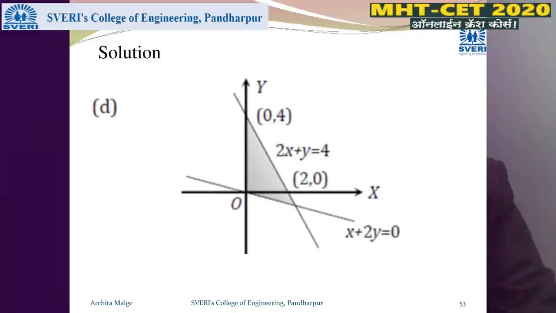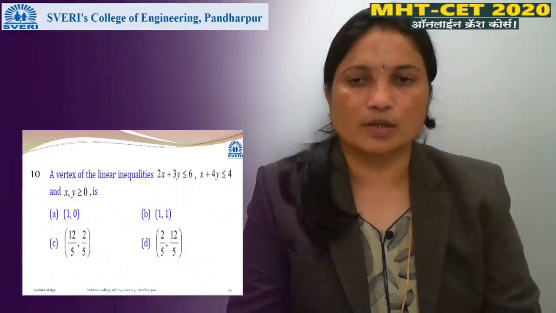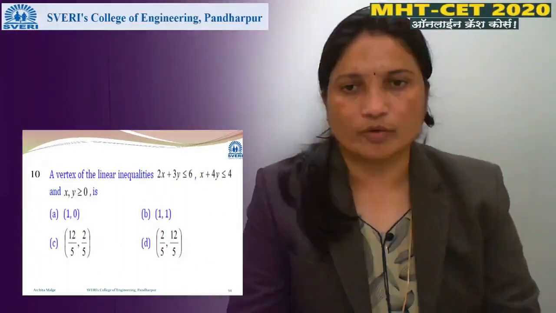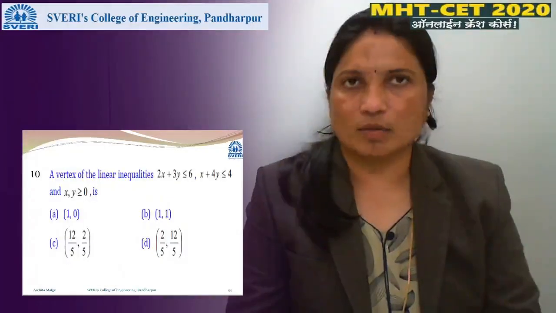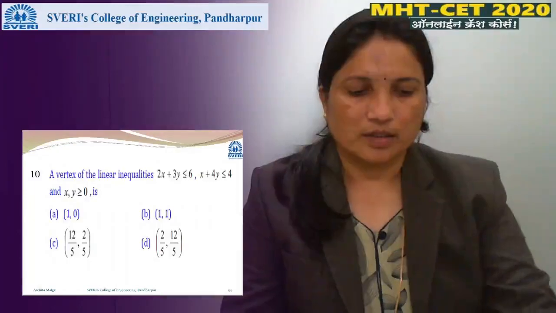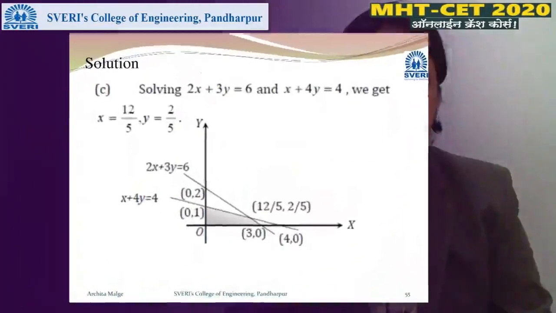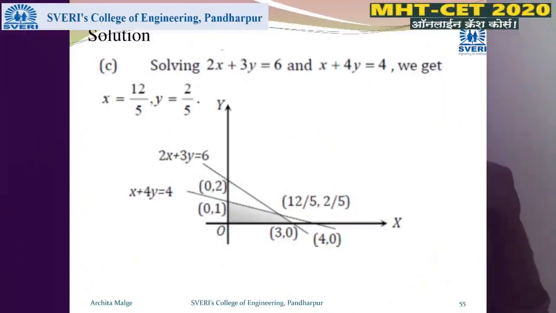Now going for the next, vertex of a linear inequality: 2x plus 3y is less than or equal to 6, x plus 4y is less than or equal to 4, and x, y both are greater than 0. So options are given here. By using these inequalities, we can draw a graph like this. 2x plus 3y is equal to 6 and x plus 4y is equal to 4. We get x is equal to 12 by 5, y is equal to 2 by 5.